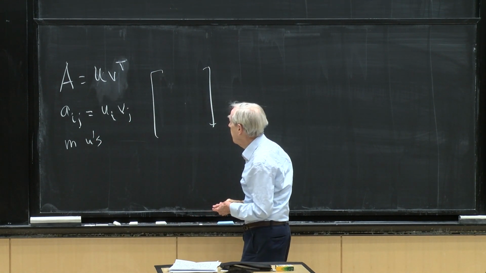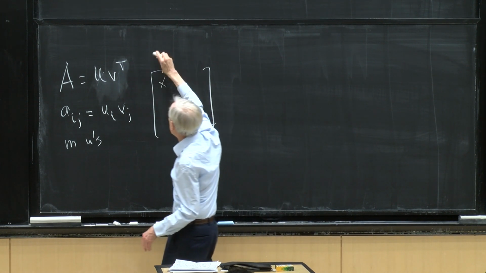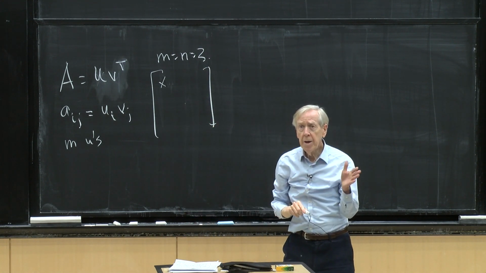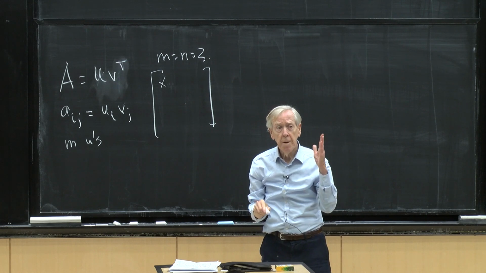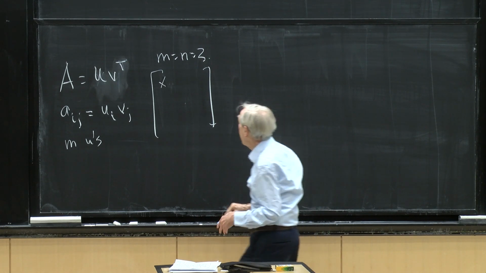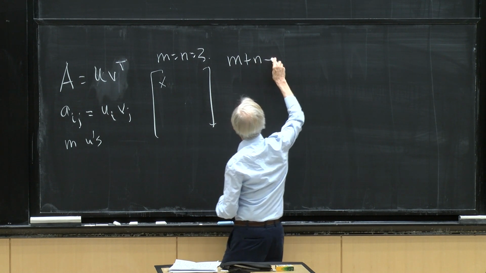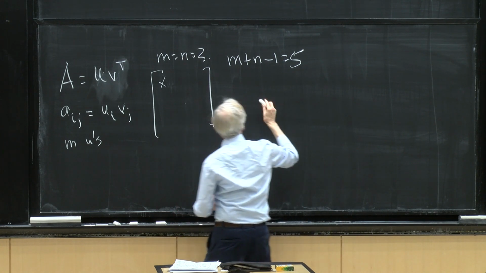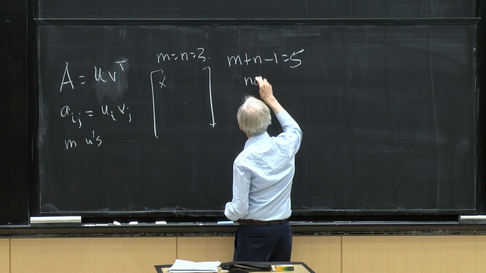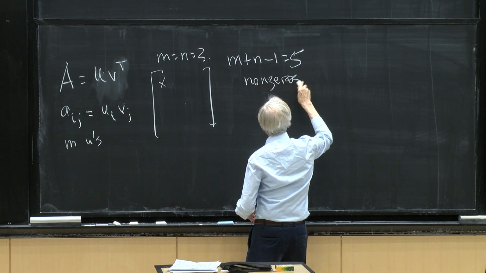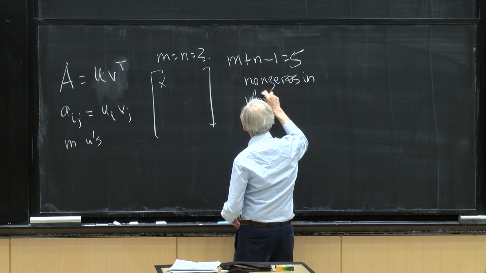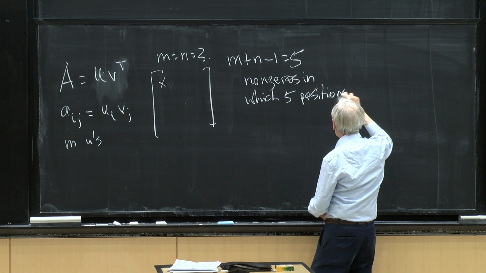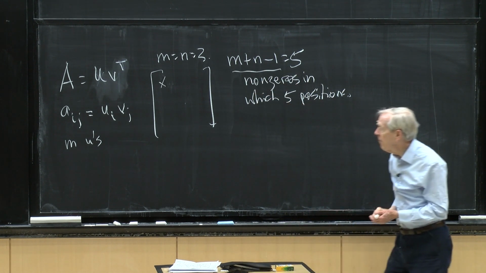Let me ask a question. Could I complete, so let me take M equal N equal 3. So a 3 by 3 matrix. I'm going to give you M plus N minus 1, which is 3 plus 3 minus 1, 5 positions. And suppose I give non-zeros in which 5 positions? So where is that number M plus N minus 1 coming from?